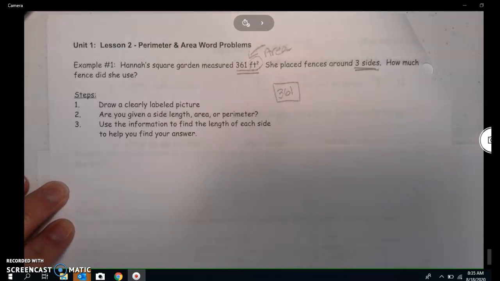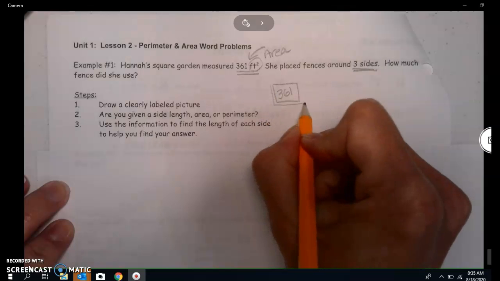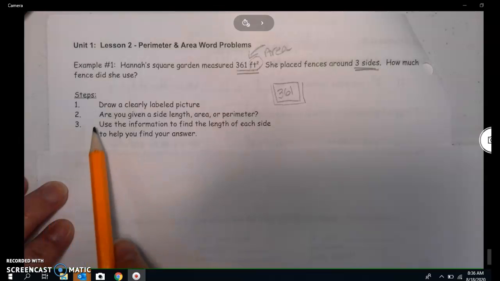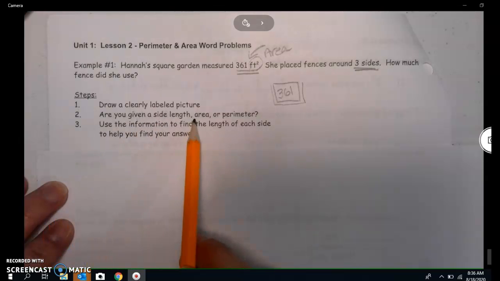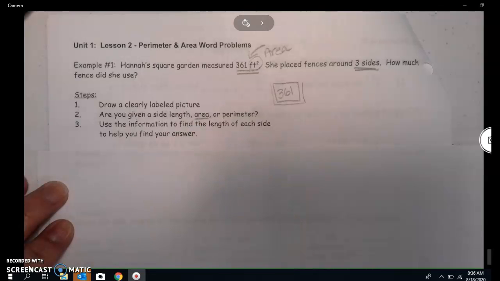Now she placed fence around 3 sides, so we know that she's fencing in just 3 sides right there. And we're being asked how much fence did she use? Well, first of all, we have to figure out the side length. And step 2 says, are you given a side length, area, or perimeter? Well, we already figured out we were given the area. So step 3 is we need to use this information to find the length of each side to then help us answer our actual question.